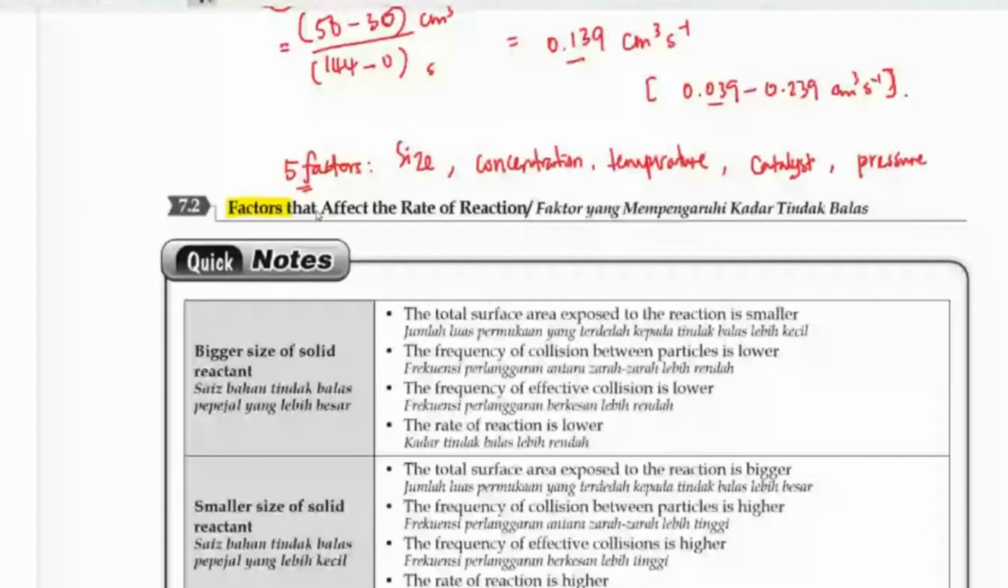Okay, so now we look into the first one, the size. Now we look into these quick notes first. The total surface area exposed to the reaction is smaller if the size is bigger. The size factor is only for solid reactants; for gas or liquid, we cannot use the factor of size. So if bigger size, the total surface area. Don't forget these words, highlight this one also. Don't just write surface area, you must write total surface area exposed for the reaction is smaller.